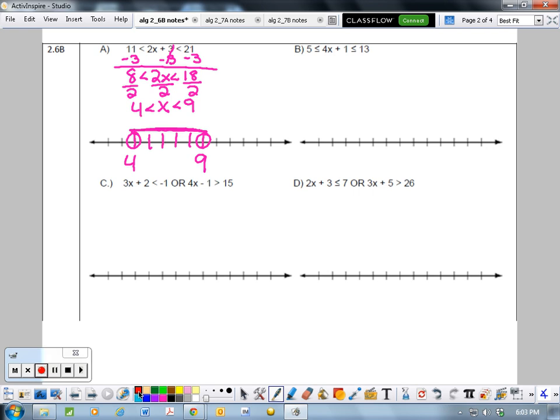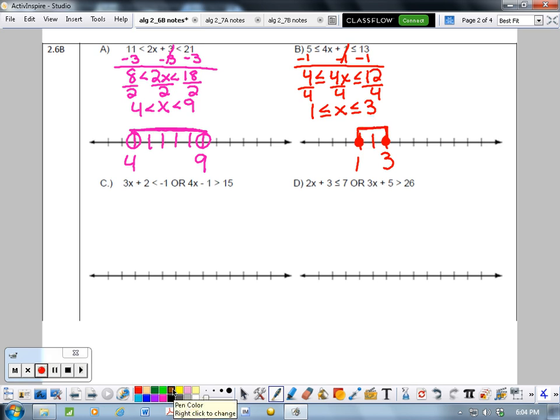Okay, so on our next one, I subtract 1 from all three sides. Now I have 4 less than or equal to 4x, which is less than or equal to 12. I divide all three sides by 4. Now I have 1 is less than or equal to x, which is less than or equal to 3. So our x is between 1 and 3. I'm going to have a 1, 2, and 3. These are closed dots, and I want all numbers that are between those two. So 1.5, 1.9, 2.37845. Yes, I'm just making up random numbers that are in between them.